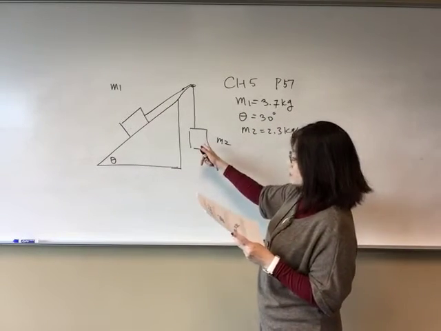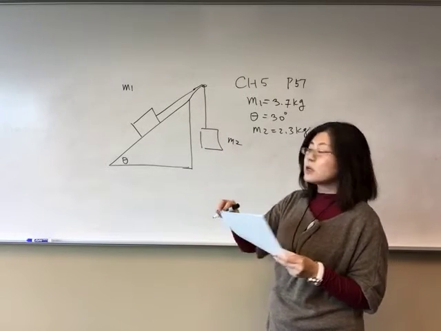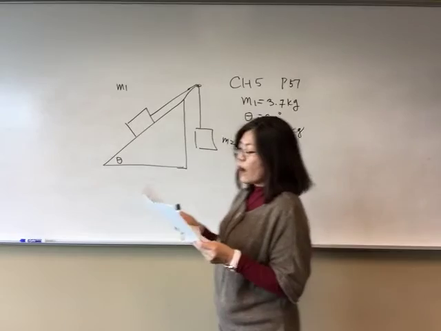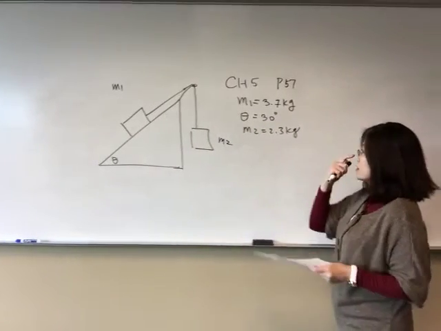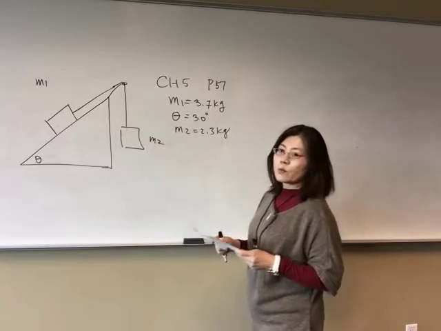What is the magnitude of the acceleration of each block, the direction of the acceleration of the hanging block, and the tension in the cord? So you also find the acceleration, you also find the tension, and also what is the direction this second block is moving.